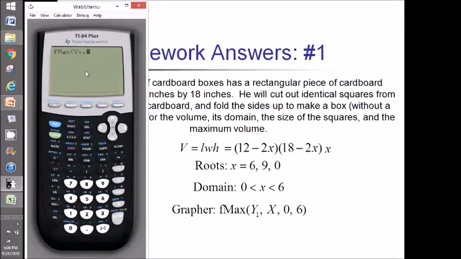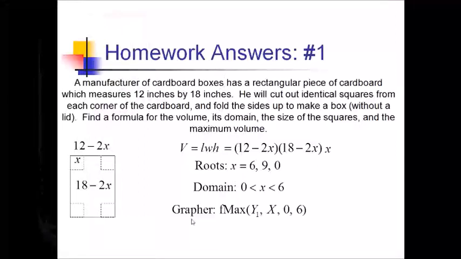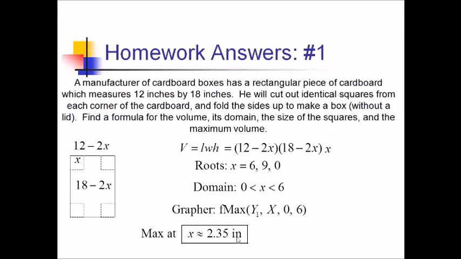Then I'll do a comma, x, comma, and then I need to put the domain 0 and 6 that I'm looking in. So 0, comma 6, close the parentheses if you want, and that gives us a value of about 2.35. Now this was in inches, so that's the length of the squares that we want. Our max happens when our squares are at about 2.35 inches.